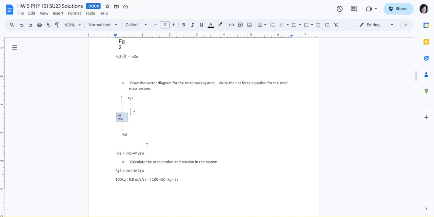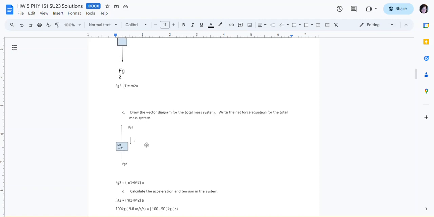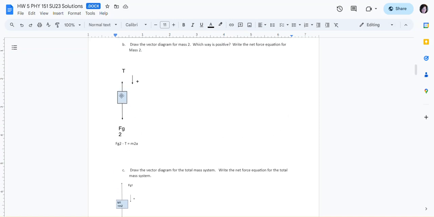And then for the total mass system, the tension is inside the system, so it's not part of it. And let me just backtrack. I want to make sure that you're not calling the force in a rope FA. FA is the applied force of you pushing or pulling on it. If you have a rope in there, the force is called tension. If you are physically pushing on it or pulling on it, then that's the applied force FA.